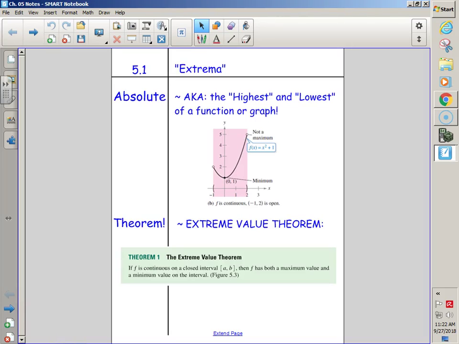Section 3.1, it's been fun. 5.1, huh? We're in BC. We're at chapter 5, although our book is tiny and it just flies. So, extrema. You guys know what's going on. The highs, the lows. What do you guys think is coming?